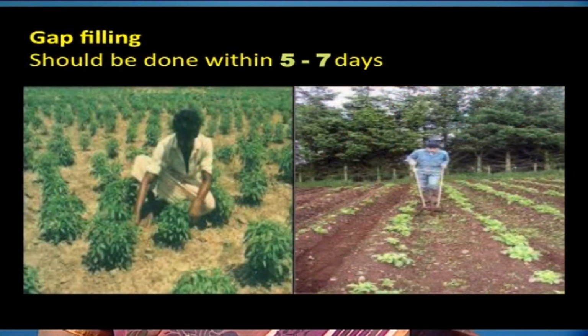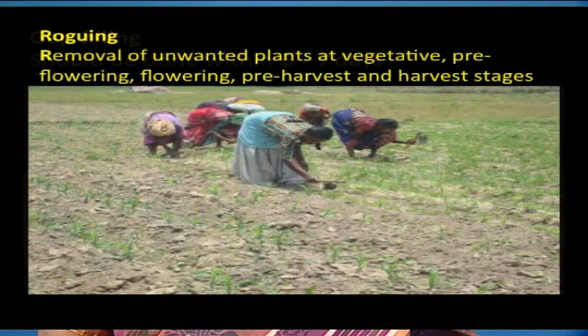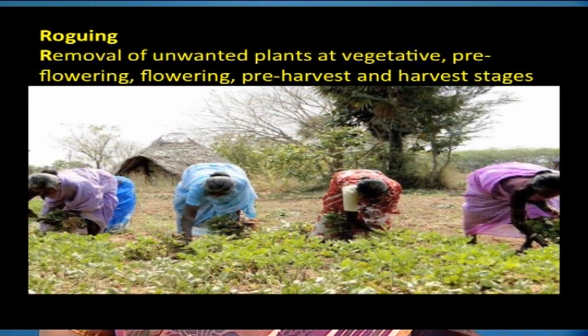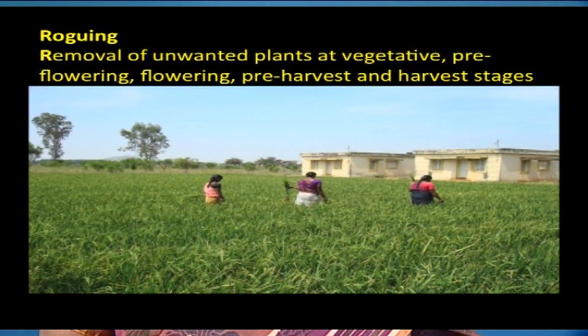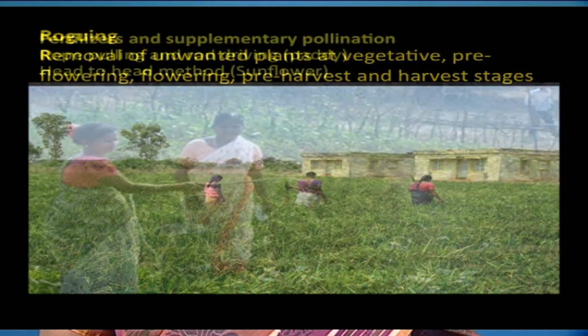Then gap filling. Gap filling should be done within 5 to 7 days. If it is beyond that, the maturity will be different and harvesting is difficult. Then the next one is rouging. Rouging means removal of unwanted or undesirable plants. It should be done at the vegetative, pre-flowering, flowering, pre-harvest and harvest stages based on the morphological characters.